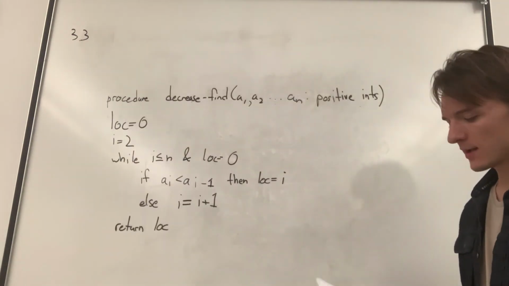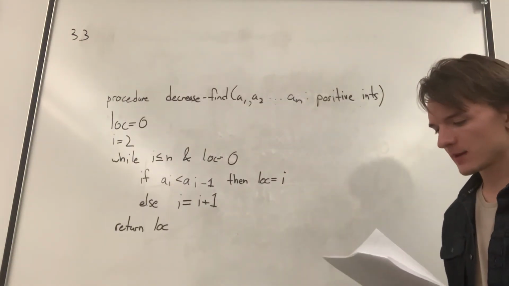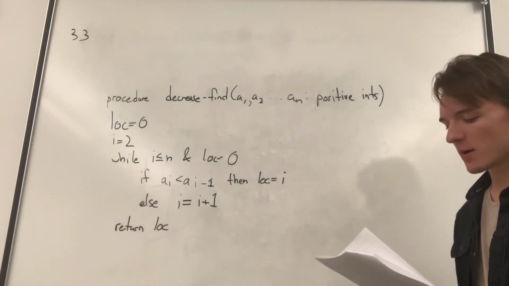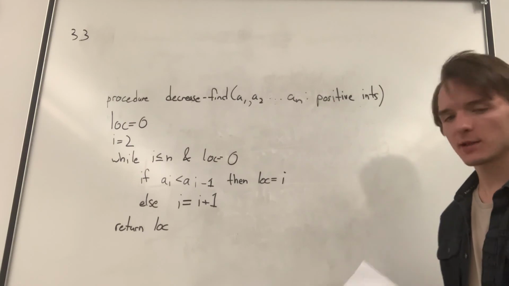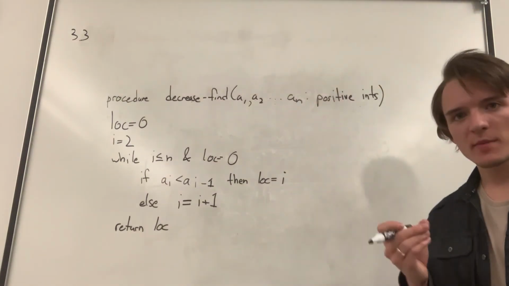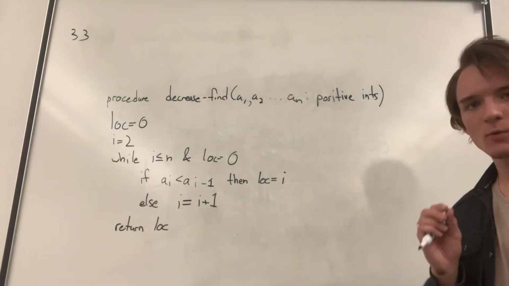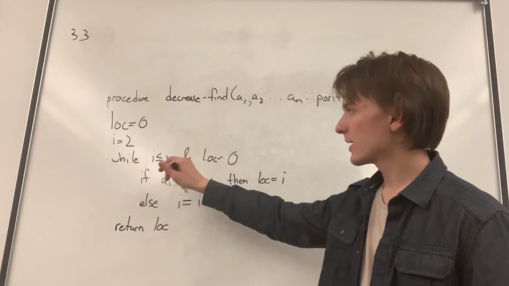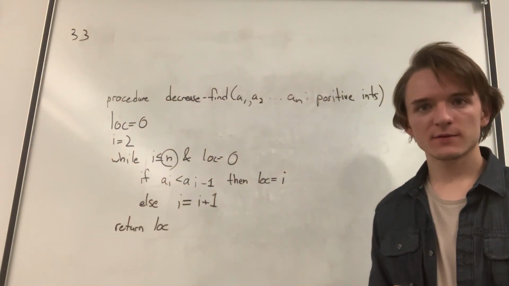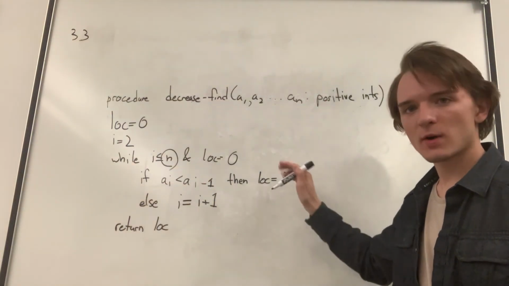Okay, so for this one, remember this algorithm finds the first term of a sequence of positive integers that is less than the immediately preceding term of the sequence. But that doesn't really matter. All that matters is the big O notation. And at the worst, we will have to perform n number of iterations of this while loop.